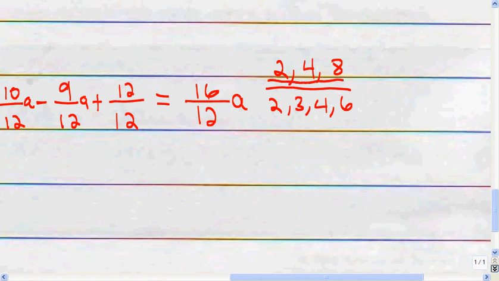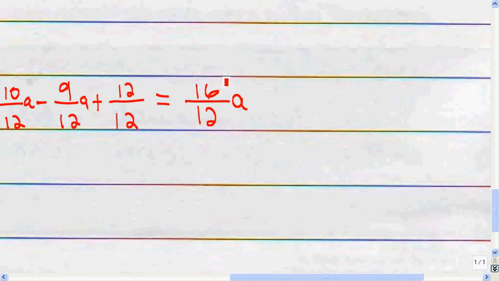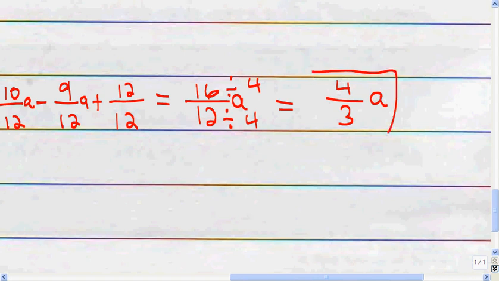Now I look at all the factors, and I find the biggest common factor, and the biggest common factor is 4. So once I know the biggest common factor, which is 4, I'm going to divide the numerator and the denominator by the common factor, and that's going to give me my reduced fraction. 16 divided by 4 is 4, and 12 divided by 4 is 3. So my answer in reduced form is 4 over 3a. I hope you get it. If not, just ask me in class and I'll explain it to you further.